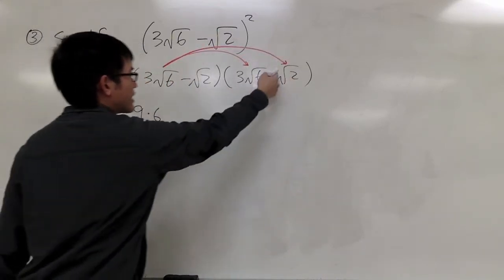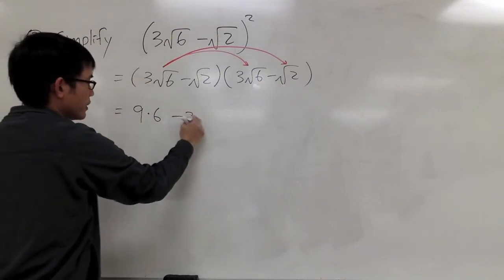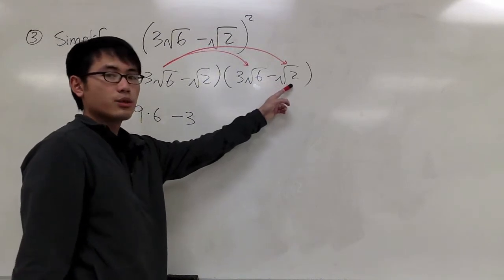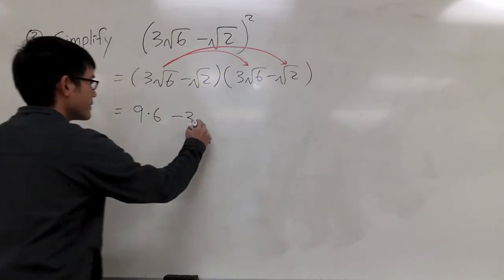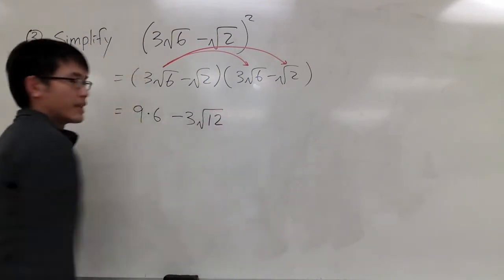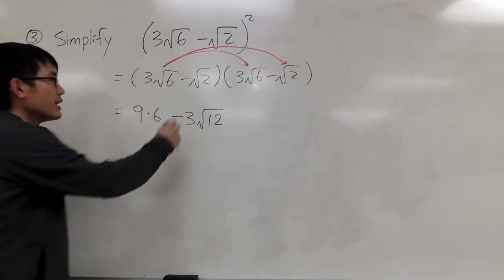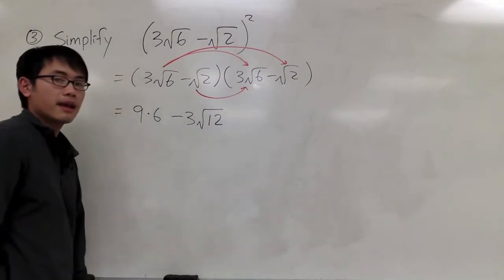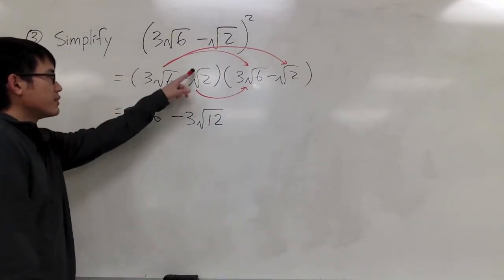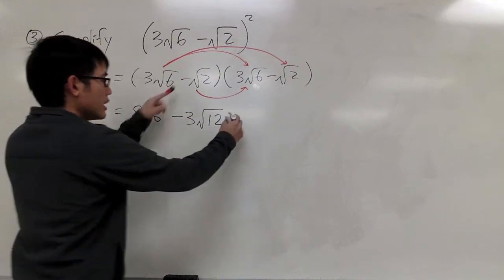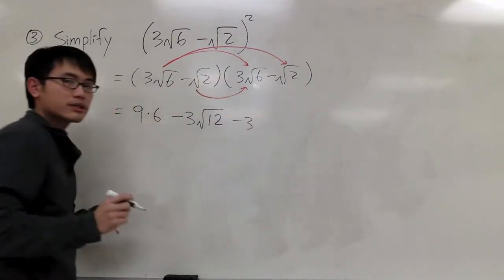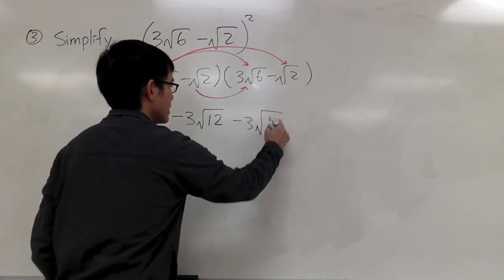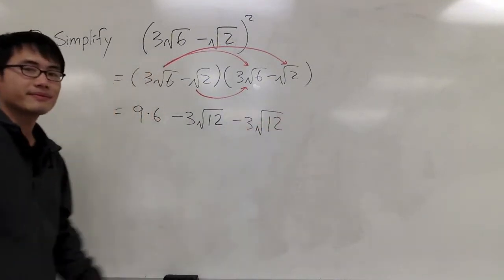I have 3 times negative 1, so I have minus 3. Square root of 6 times square root of 2 is square root of 12. And I'll just leave it like that for now. Then I will take negative square root of 2 times 3 square root of 6. Continue with this. So I have negative 1 times 3. It becomes negative 3 on the outside. And 2 times 6 is once again 12 inside the square root.